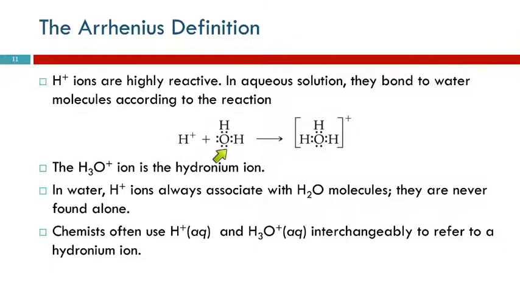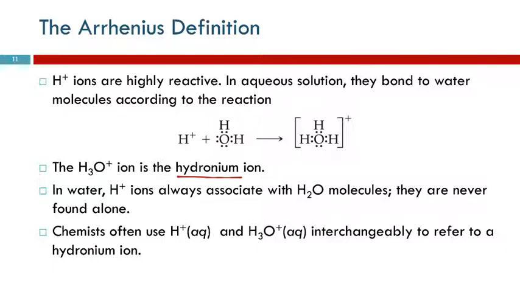In aqueous solution, there's a lot of water molecules around, and so the hydrogen ion is going to come over and share one of the lone pairs on the water molecule and form this ion, which has the name hydronium. So this is a hydronium ion, H3O+. It's a water molecule with a hydrogen ion piggybacking on it, taking a ride, because it's too small to be out by itself. So what we find is that in water, hydrogen ions are always going to associate with H2O molecules, never found alone.